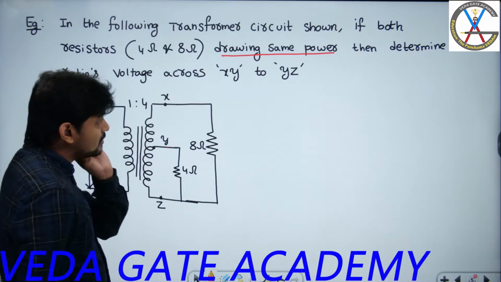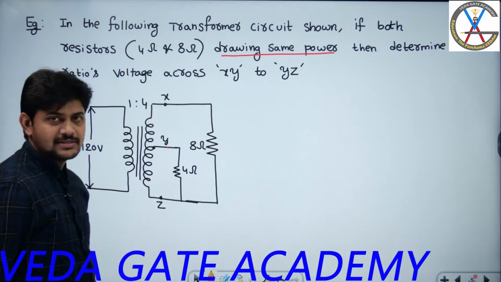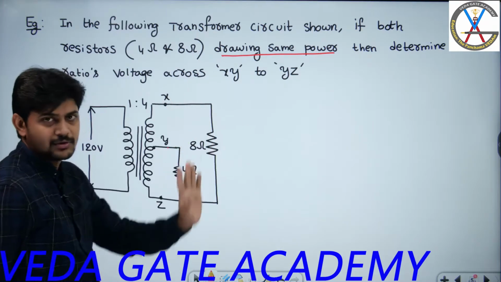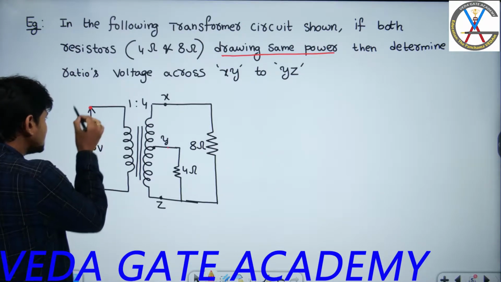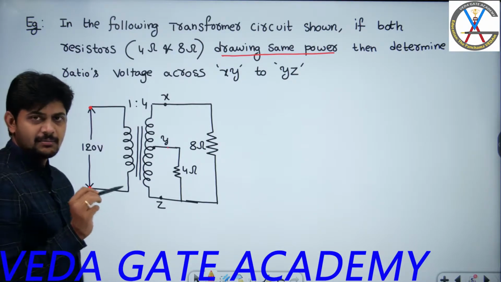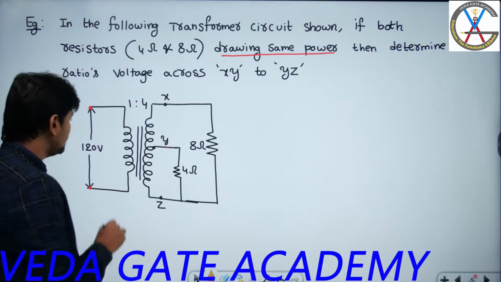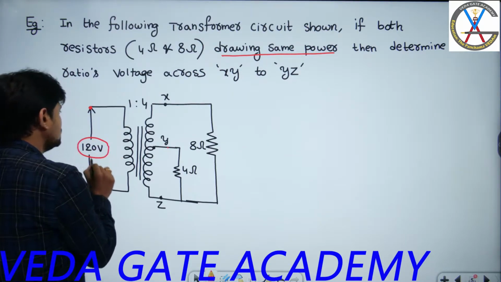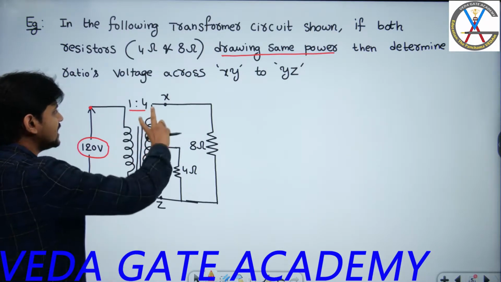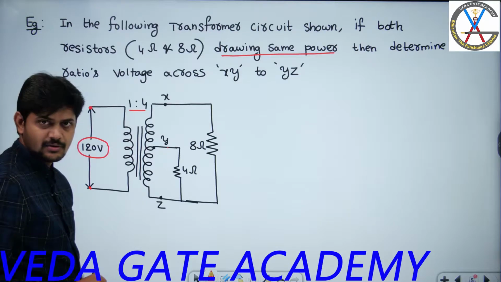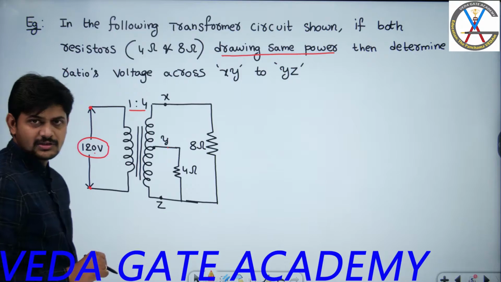So in the following circuit, the very important point you have to understand here is that both these resistors are drawing the same power. With this statement only we can approach or solve this question. On the primary side of the terminals of the transformer, how much voltage have I applied? 120 volts. If I am applying 120 volts and the turns ratio is 1:4, am I able to get the secondary side induced voltage? Yes or no? Since it is an ideal transformer, this voltage is the same as the induced voltage in the primary.